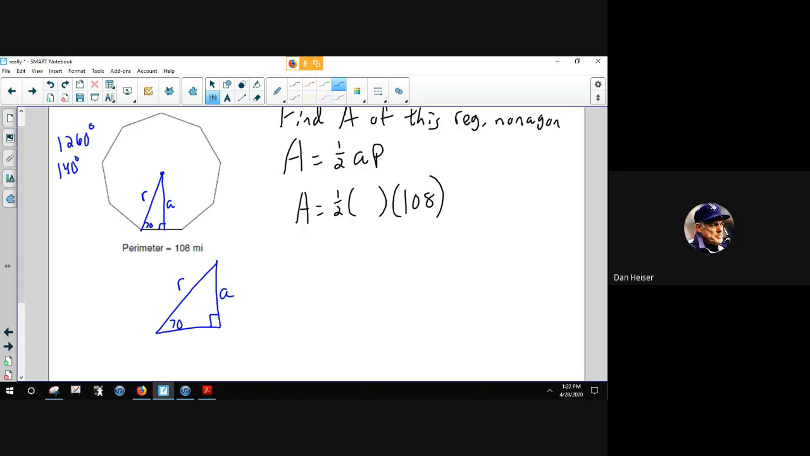So I don't have a 30, 60, 90. I don't have a 45, 45, 90. I have a 20, 70, 90, which has no special rules. So there's only one option left. Because the perimeter is 108, and I know it's a regular polygon, I can divide to find out that each side is 12. If I have 9 sides, they all add up to 108 and they're all equal, each one has to be 12, which tells me that this is 6.